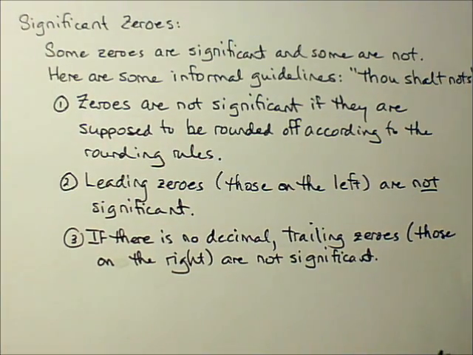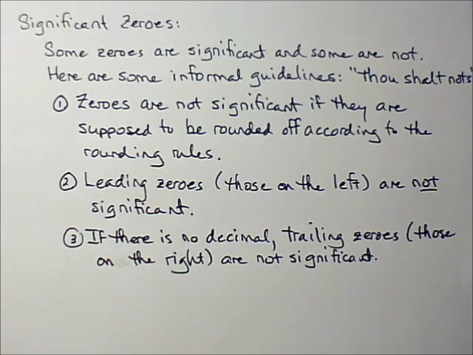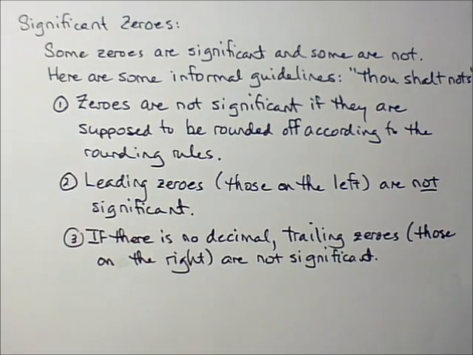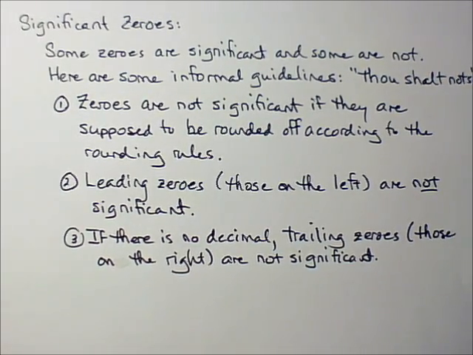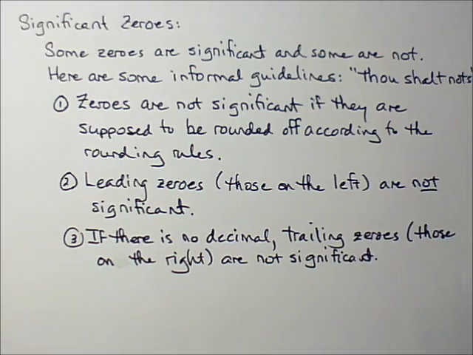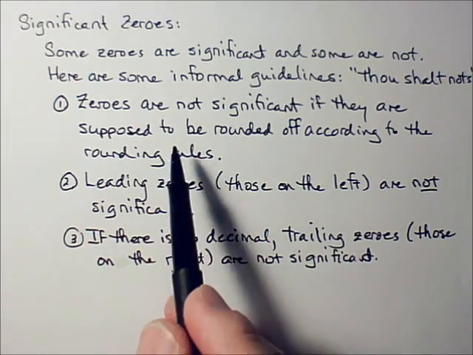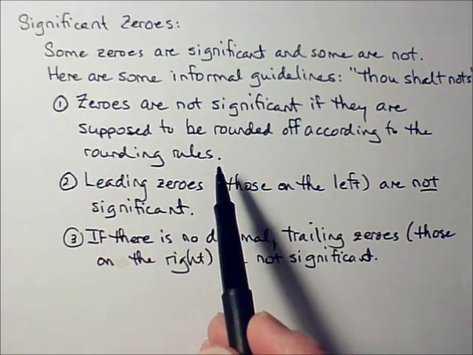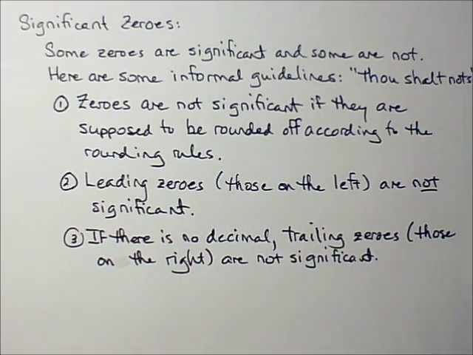All right, so these are informal rules. They're not the formal ones, but I find these probably easier to remember and easier to use, okay? I sometimes call them the thou shalt nots. So zeros are not significant if they're supposed to be rounded off. If we already talked about rules for rounding off in multiplication, division, and then a separate set of rules for addition and subtraction, if we've already talked about digits that have to be rounded off, zeros aren't significant if they're supposed to be rounded off, okay?